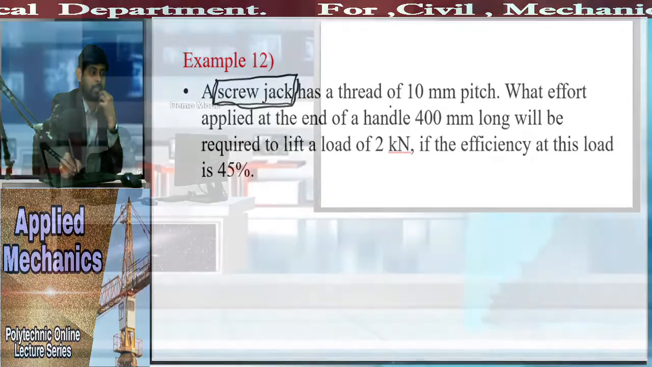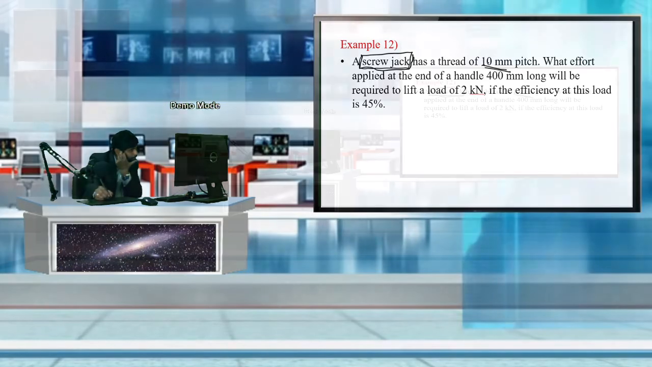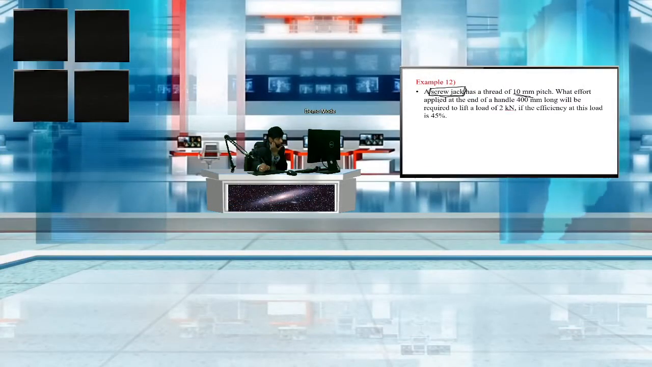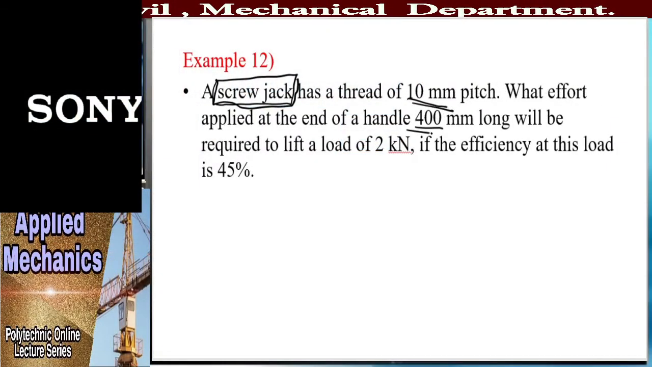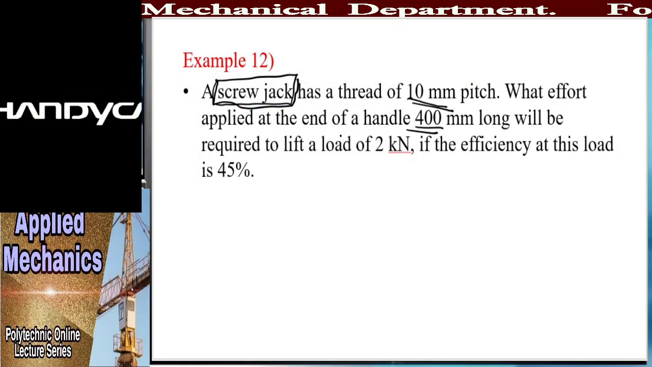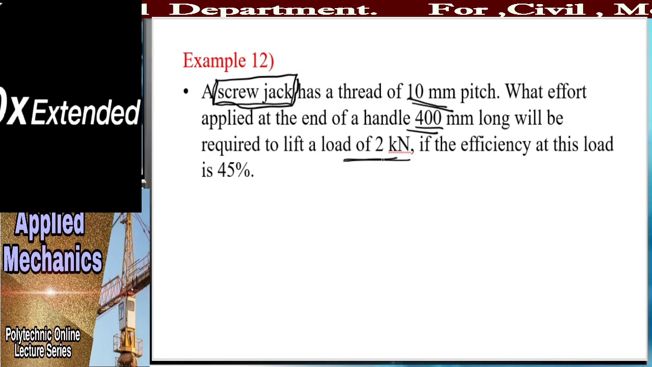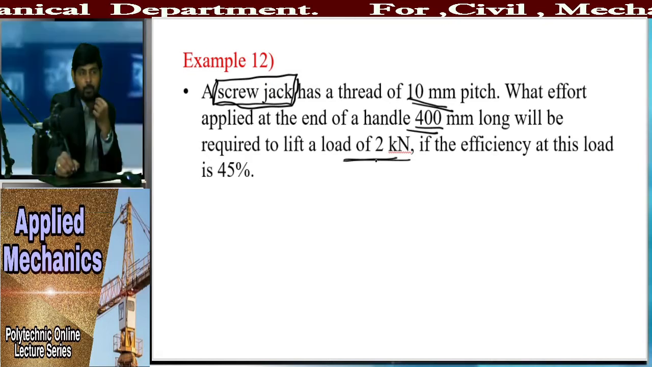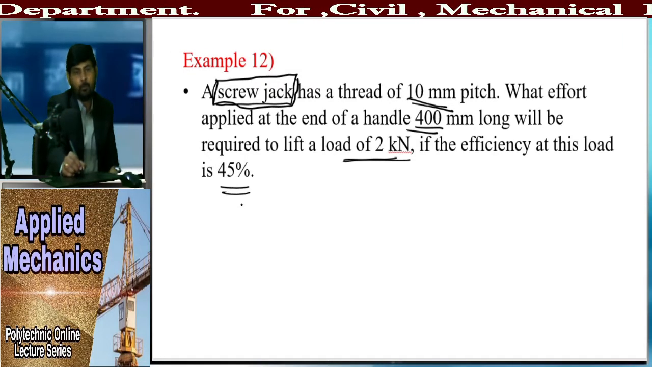It has a thread of 10 mm pitch. So here pitch is given, that is nothing but 10 mm. What effort applied at the end of the handle is asked. Length is given, 400 mm long, to lift the load. Load is also given, that is 2 kilonewton. And the efficiency at this load is 45%, so efficiency is given.